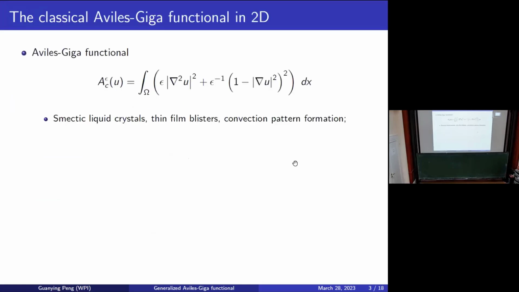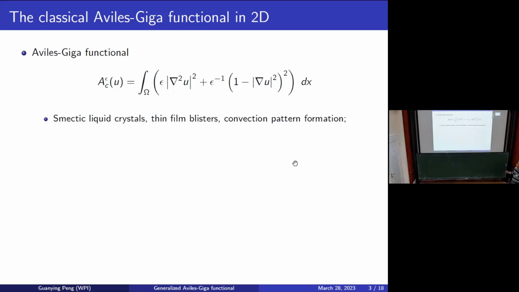Okay, so the classical Aviles-Giga energy functional is a second order energy functional. Here I call it A sub C. I use the subscript C just to indicate that this is the classical energy, to distinguish it from the generalized energy that I'm going to discuss later in this talk.